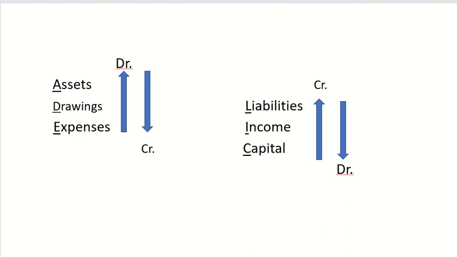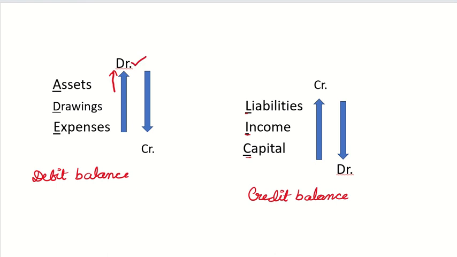Now we'll see how to apply these rules. The first group, which has assets, drawings, and expenses, has a debit balance. And the second group, which is liabilities, income, and capital, has a credit balance. So for the first group, which has a debit balance, when these types of accounts increase, we are going to debit these accounts, and when they decrease, we are going to credit that account.